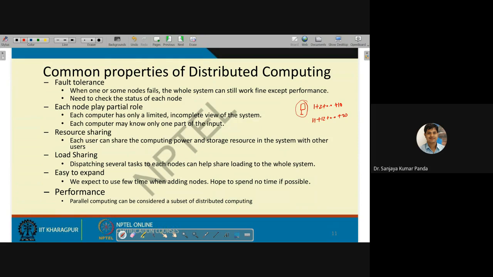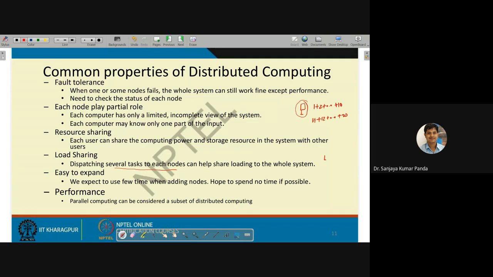Another one is called load sharing. Load sharing says that one should not be overloaded, and on the other hand, another should not be underloaded. Sometimes it happens when you see network traffic, especially on e-commerce sites like Flipkart and Amazon. Sometimes they are getting more requests, so they have to share these loads among different servers. If one server is going to address everything, then the server is going to collapse. So dispatching several tasks to each node can help share the load across the whole system.